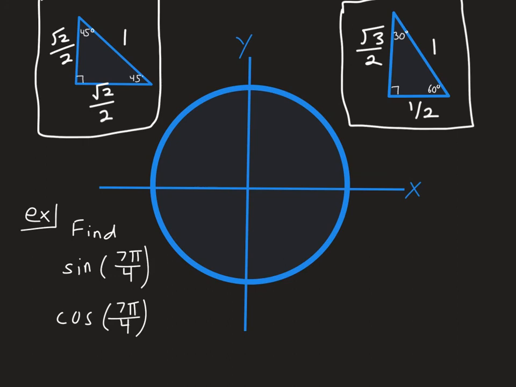And let's do a final example here. This time we'll go ahead and throw some radians in here. So I want to find the sine and the cosine of 7π/4. The first thing we need to do is figure out what 7π/4 actually is and where that is as an angle.